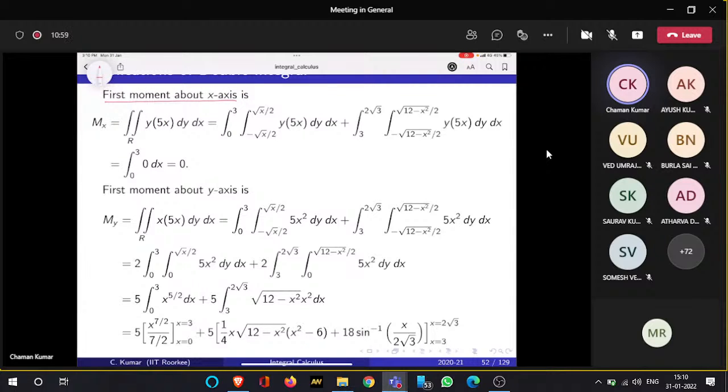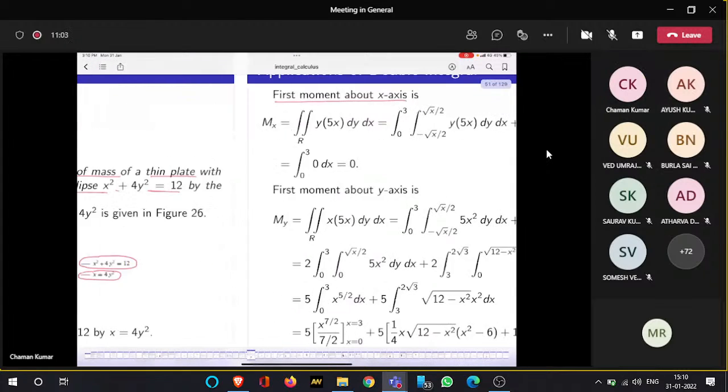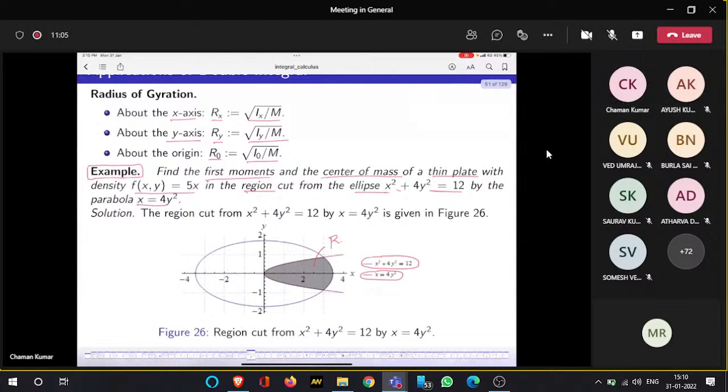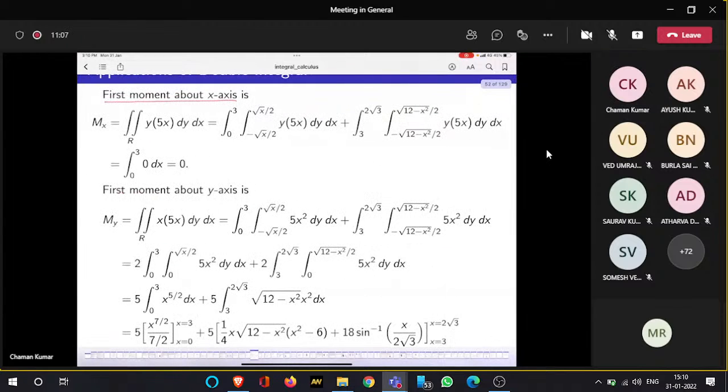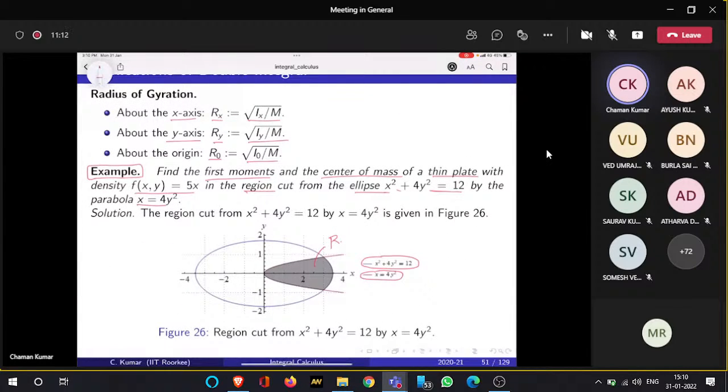Over the region R, and then you apply the Fubini theorem. You can find the limit of y by drawing a line parallel to the y-axis. So this is a line parallel to the y-axis. The entry point of this line lies on the parabola, and the exit point also lies on the parabola.